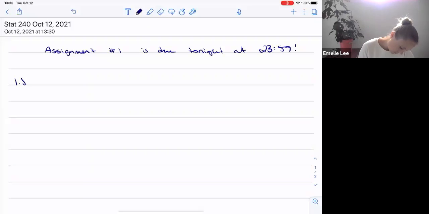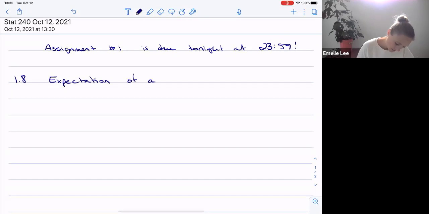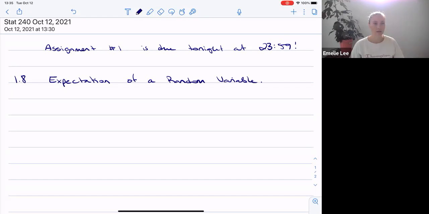Okay, so section 1.8 is on the expectation of a random variable. If we have a random variable X, then the expected value, or the expectation value, as we'll start calling it, is the mean of X. We've probably seen that at some point already, but here we have it.